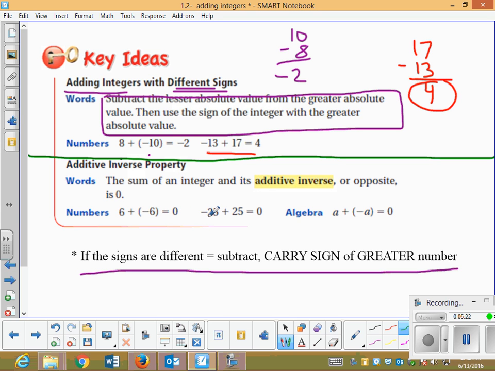It's like saying you owe the bank $25. Your mom gives you $25. Now you don't owe the bank any. So it's the number and its opposite added together will give you 0. So here's an algebraic formula if you would like to write that down. So go ahead and look through this. If there's anything you didn't understand, please press replay to watch this part over. So on this page, we're talking about adding different signs and the additive inverse property.